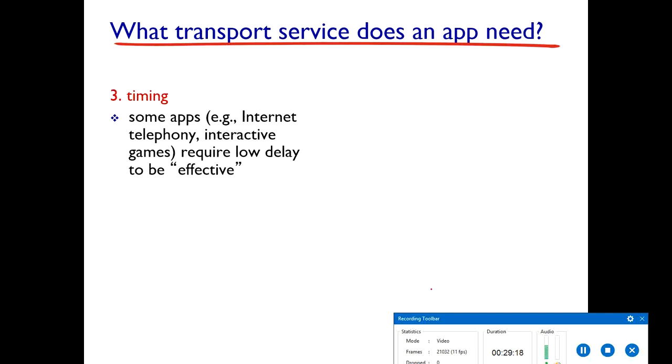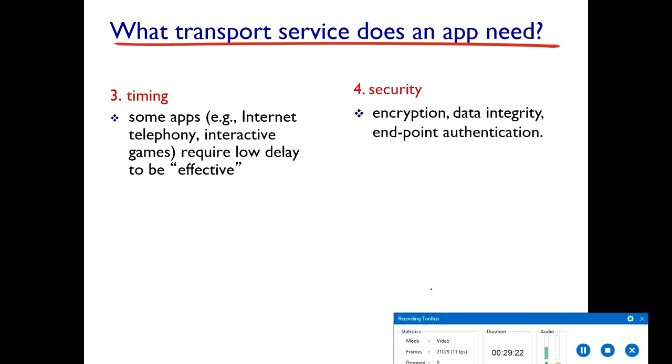The next important service that the transport layer should provide is timing. A transport layer can also provide timing guarantees. As with throughput guarantees, timing guarantees can come in many shapes and forms. For example, a timing guarantee might be that every bit that the sender sends into the socket arrives at the receiver's socket in no more than 100 milliseconds.